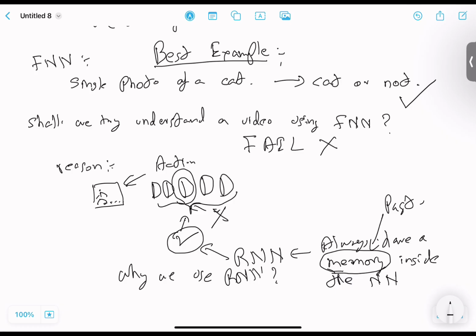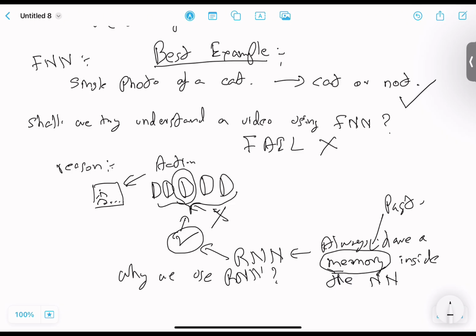I hope you already know the traditional neural networks. That's why I asked you to first watch some tutorials about traditional neural networks. This memory is related to past data, not the current frame or the current data. It contains some information about the past data, so it will influence the output of this neural network. I hope you get this. If you have any questions regarding this, please ask in the comment section of my video.